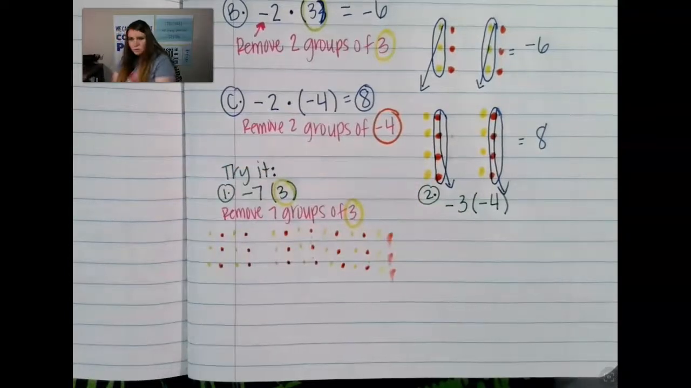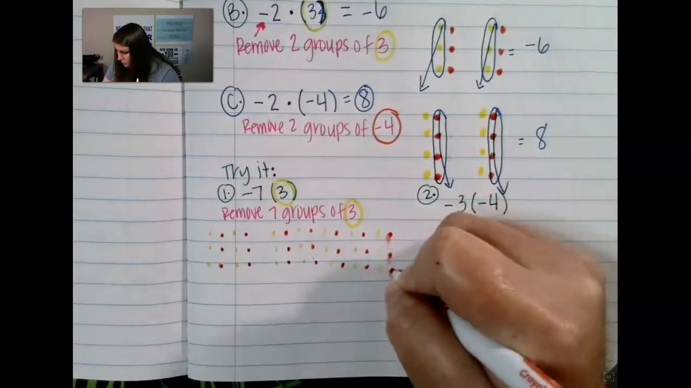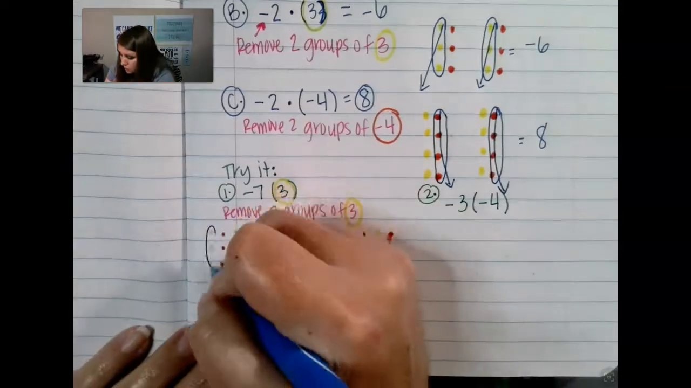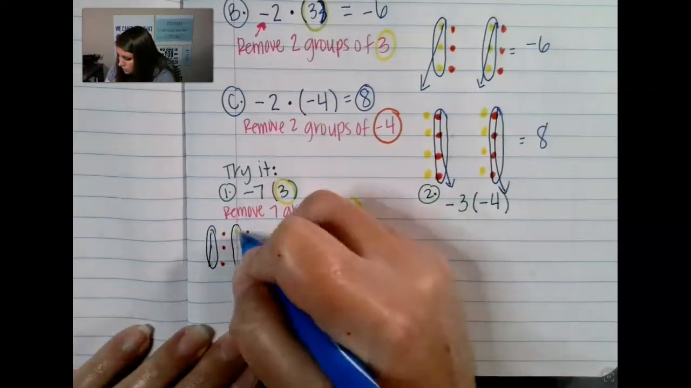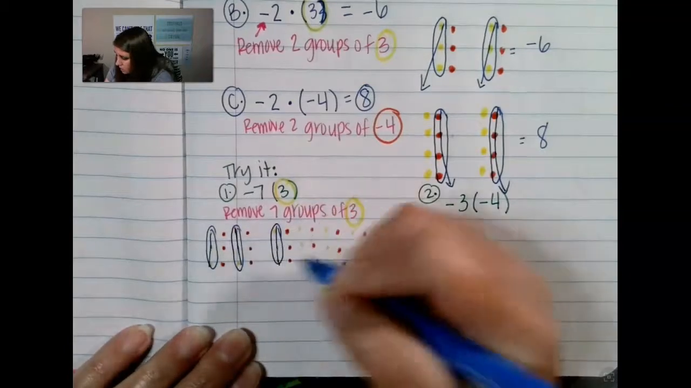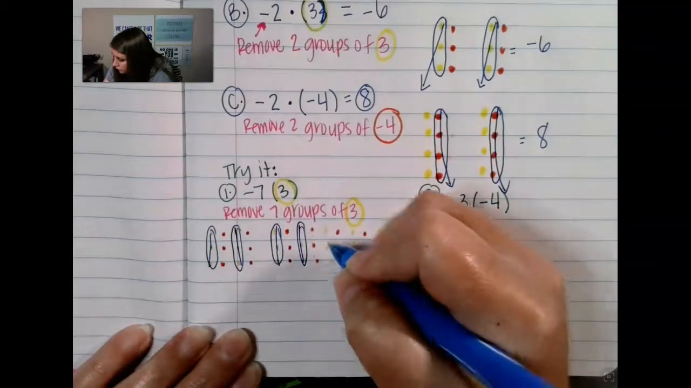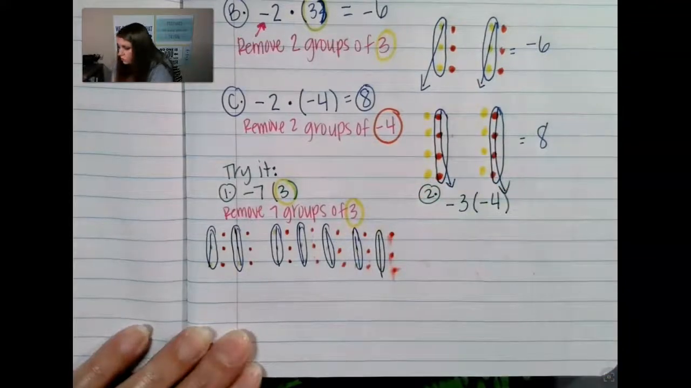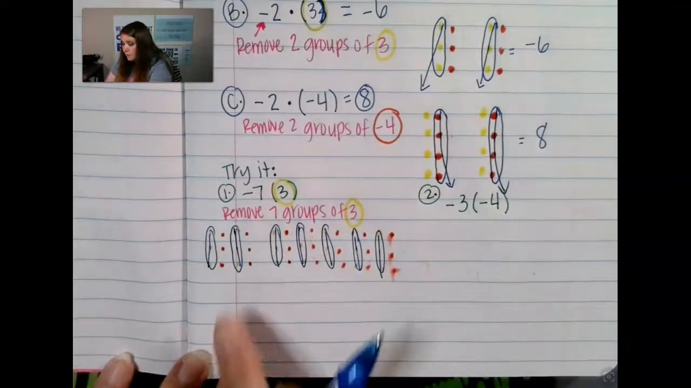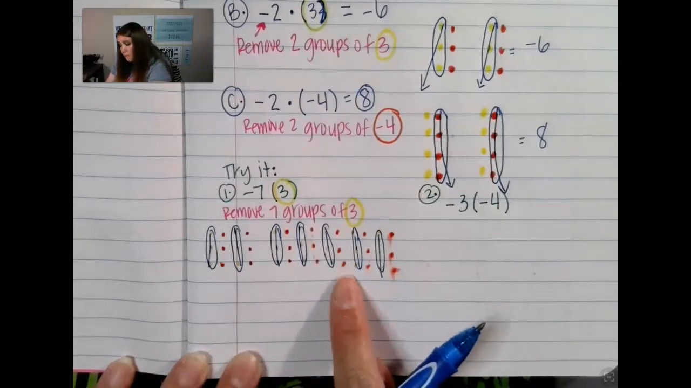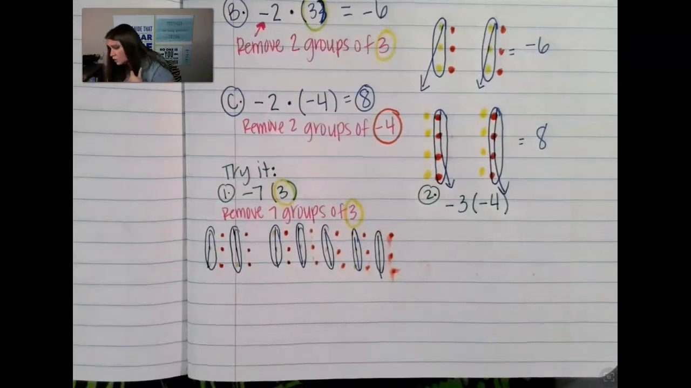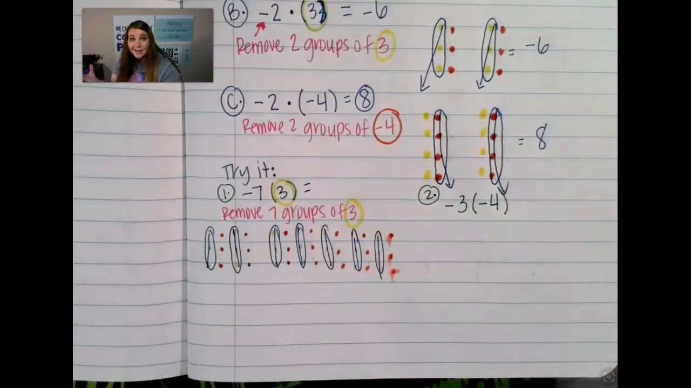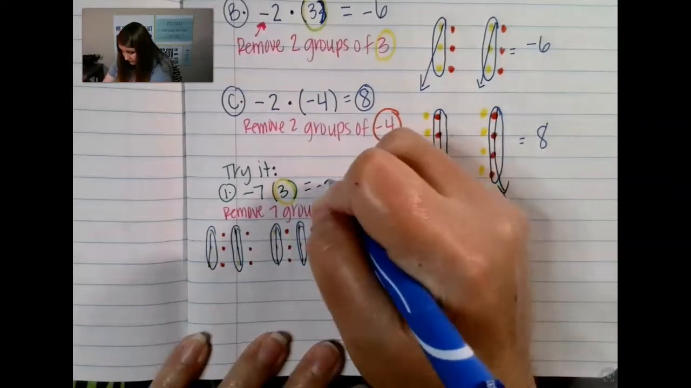Okay, so, oh, sorry, I smeared that. So I have 7 groups now I can remove. So here's a group of positive 3. Here's a group of positive 3, 2, 3, that's 4 groups, 5, 6, and 7 groups removed, which leaves me 3, 6, 9, 12, 15, 18, 21. And because they're all negatives, I have a negative 21.